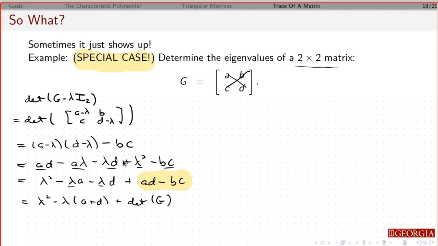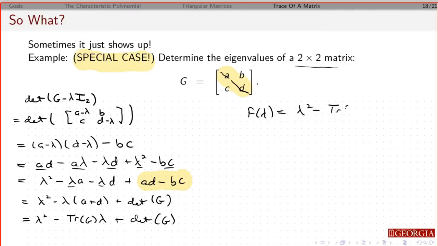And now notice a plus d is the sum of those diagonal entries. So that's just the trace of the matrix. So my characteristic polynomial, I've got this shortcut like so. And you're probably wondering, so what?